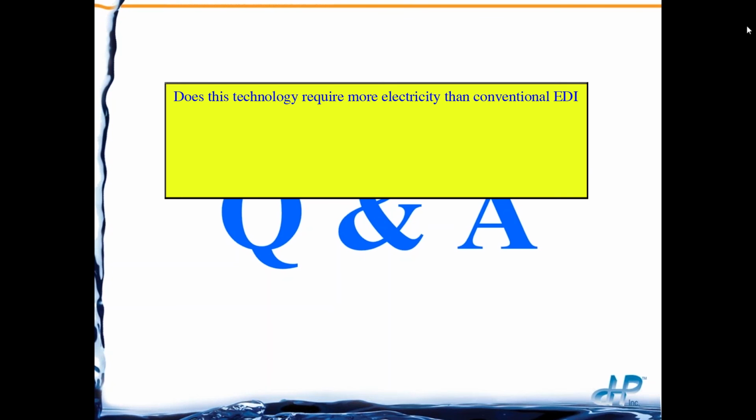Does the technology require more electrically than conventional EDI? Very good question. On our dual voltage, we do require a second power source. For one of the Brazos plants, I believe, we used dual voltage. It still became very cost competitive. It produced and exceeded the water requirement the client needed. But yes, in some applications where we run the dual voltage, we'd run a second power source.